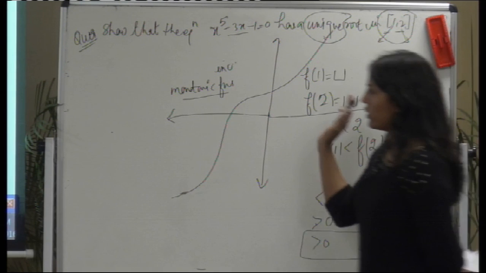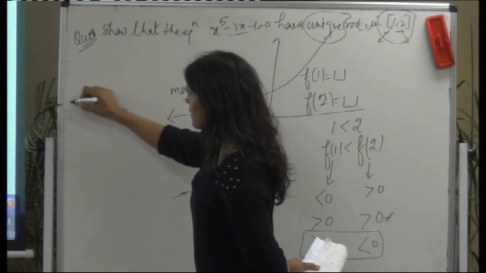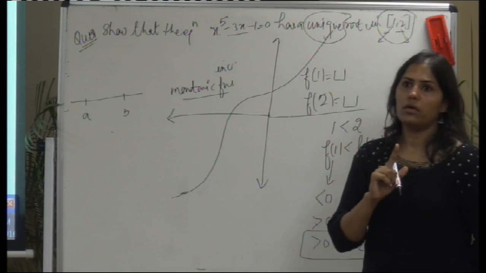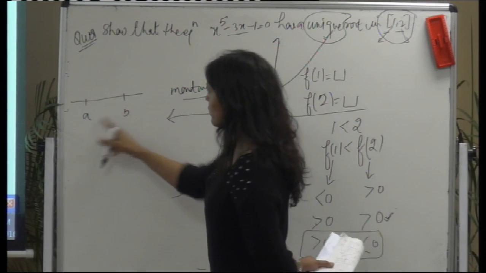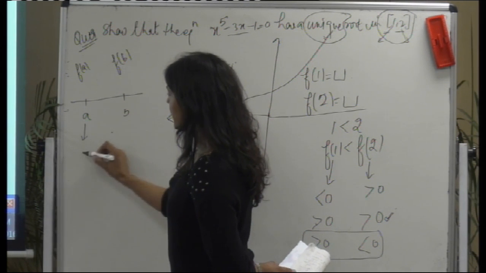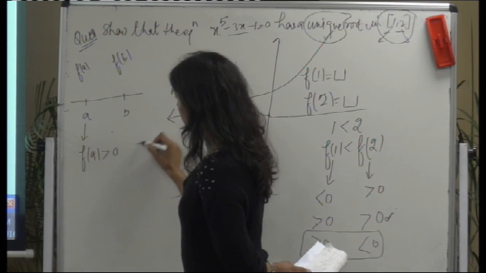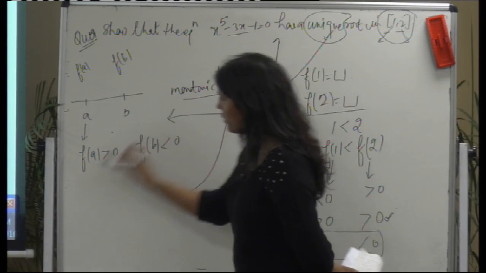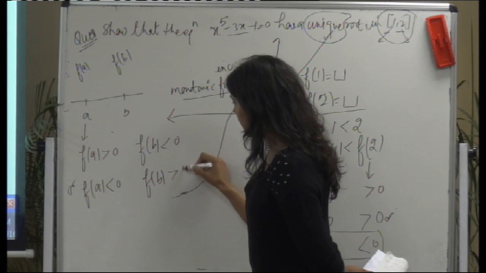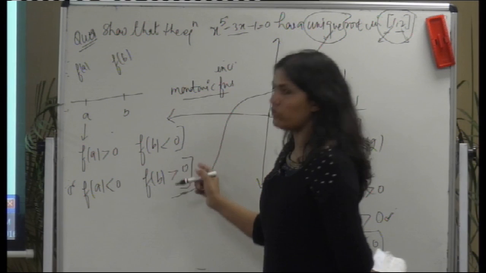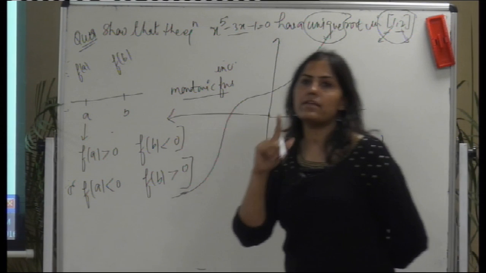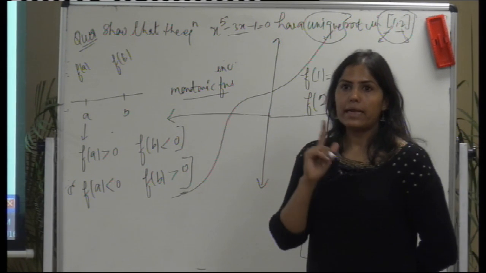So the intermediate value theorem basically says, suppose you have 2 points. Now I am talking about any function, not monotonic functions. Suppose you have points a and b. This is f(a), this is f(b). The theorem says that if f(a) is greater than 0 and f(b) is less than 0, or the other condition, f(a) less than 0 and f(b) greater than 0, then we can be very sure that in this interval a to b, your function has at least one root. Is it fine? At least one root.